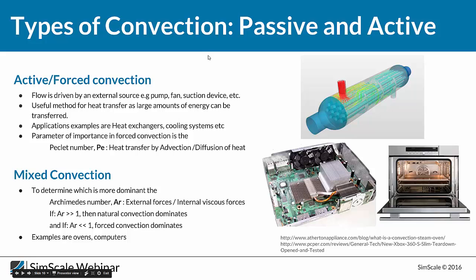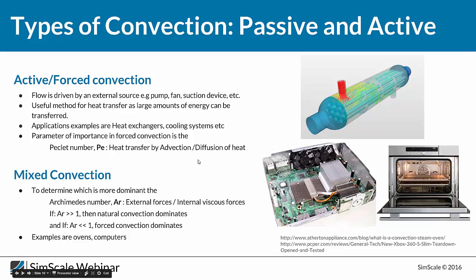To quickly give an example of active convection, we have the heat exchanger, where you have cold water going through one end and hot water going through the other end of the pipe. So you have the inner fluid and the outer fluid. Heat transfer takes place from the outer to the inner fluid using convection. On these surfaces, convection takes place, because of which the cold fluid becomes hot at the other end. This would be a typical example of forced convection.